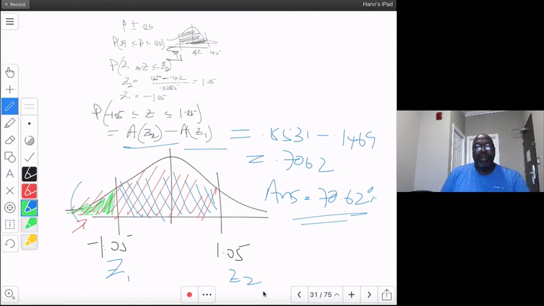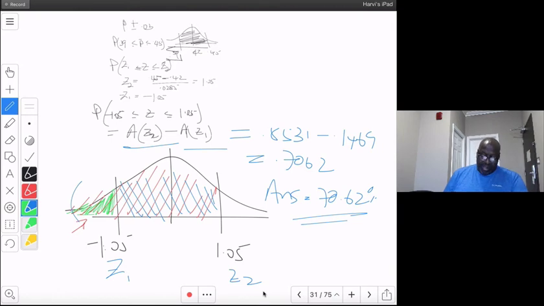So the probability of being within 3% of the population proportion, 0.42. So if I want to be within 3%, I could go to the right 3%, 0.42 plus 3% is 0.45. Subtract 3%, 0.39. The probability of being in that range is 70.62%. So now it's your turn to do C.